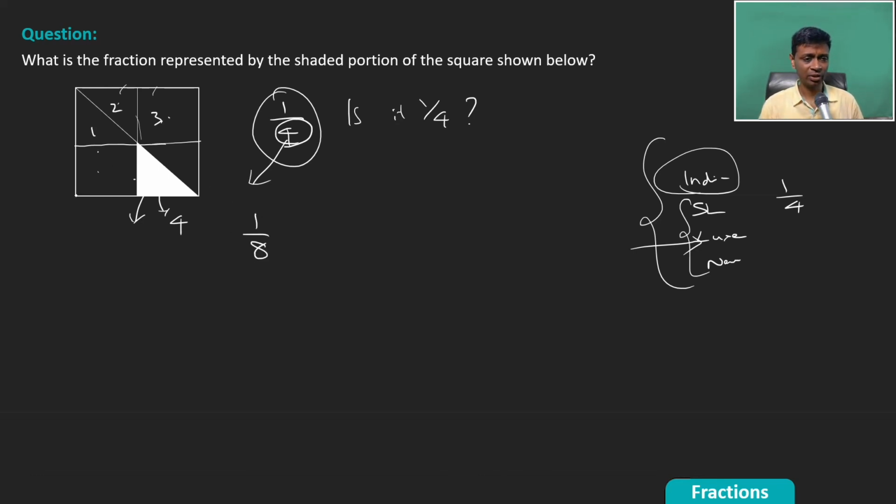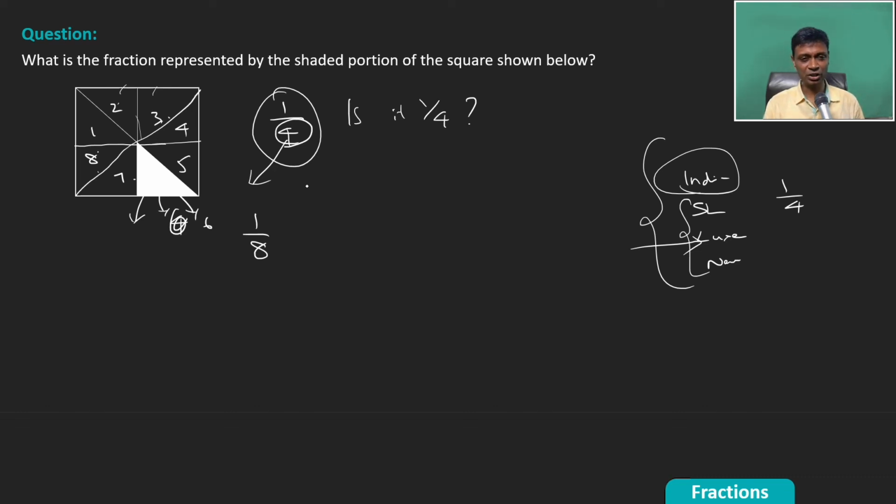The other way of doing this, draw this line also. Now you have equal regions. 1, 2, 3, 4, 5, 6, 7, 8. There are 8 equal regions, of which one is shaded, 1 by 8.